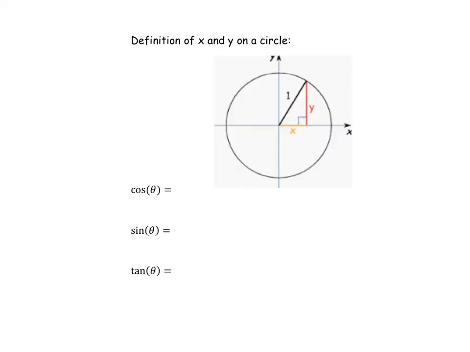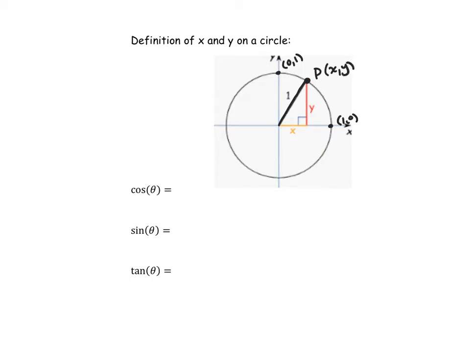All right, so the definition of x and y on a circle. Okay, so here's the unit circle. If I've got a point here, let's call it P, and I know I'm on the unit circle, right, because the radius of the circle is 1, therefore this point would be 1, 0. This point would be 0, 1, etc. So the point P would be the point x, y.